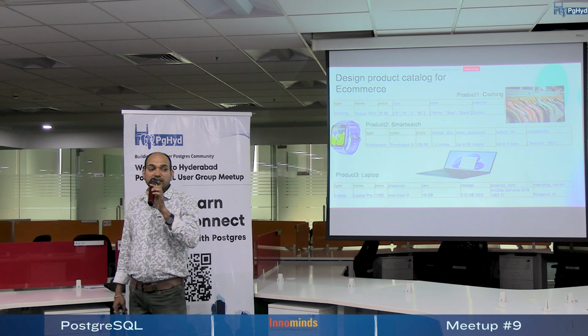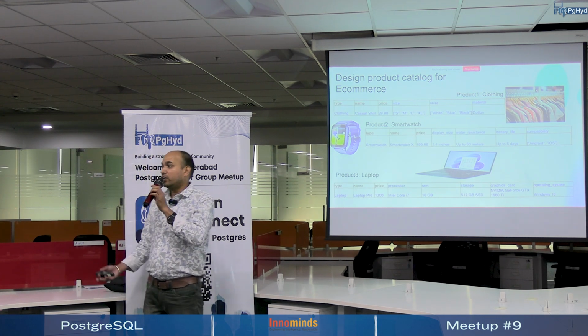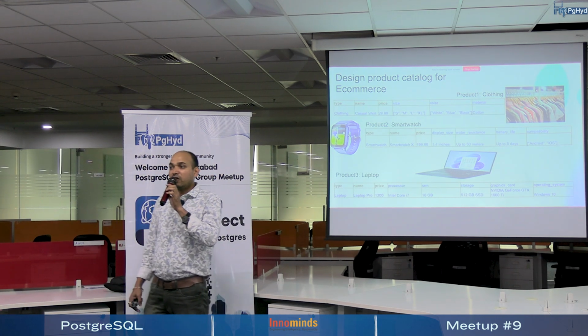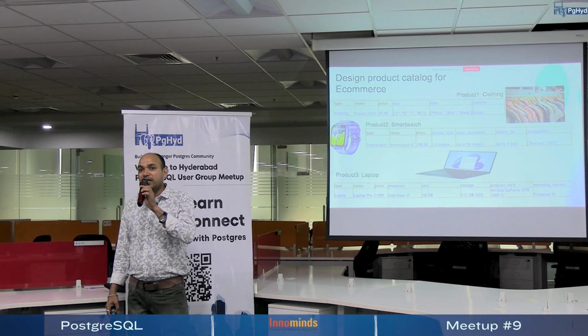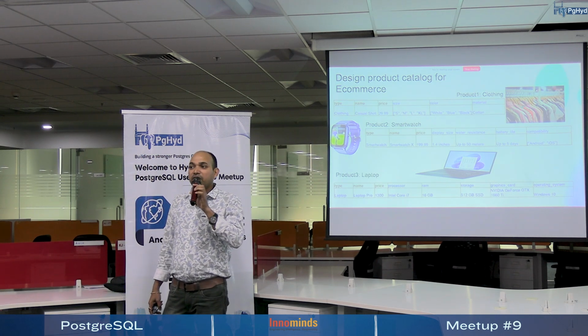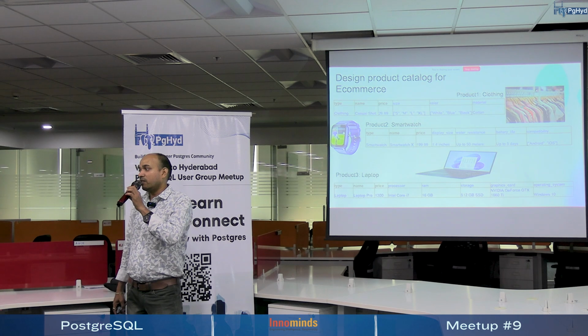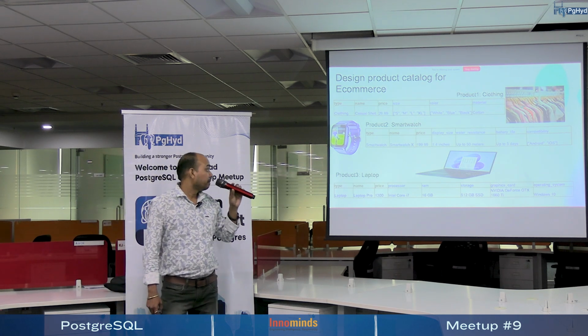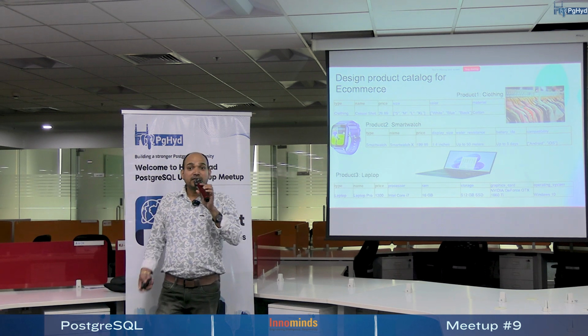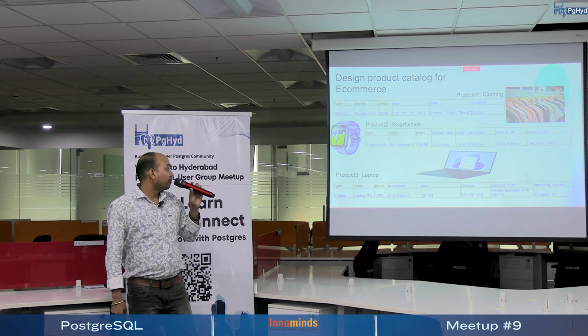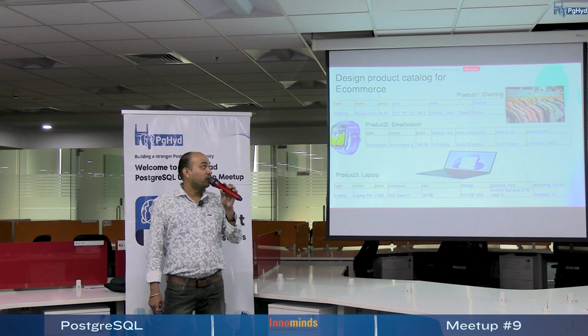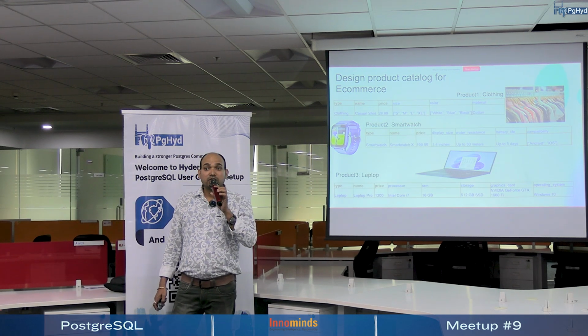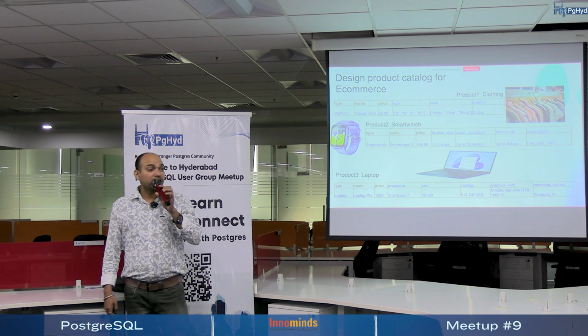So if we have to design this in a relational way, either we need to create three different tables, or if we are going with a single table, then many of the column values will be null for a given type. For example, RAM is an attribute for the laptop, but RAM doesn't make any sense for the clothing brand. So that's how the problem arises.